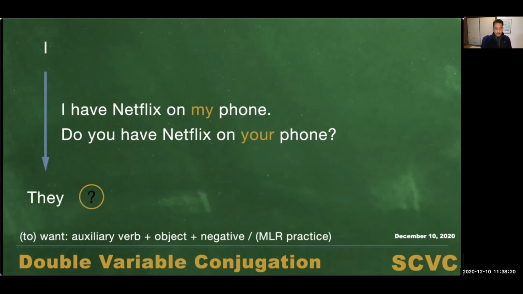Jenny, can you turn on your camera? Sure. Okay, ready with this? Are we doing the double? Yeah, double variable, yep. Ready? I have Netflix on my phone. Do you have Netflix on your phone? You have Netflix on your phone. Does he have Netflix on his phone? He has Netflix on his phone. Does she have Netflix on her phone? She has Netflix on her phone. Does it have Netflix on its phone?